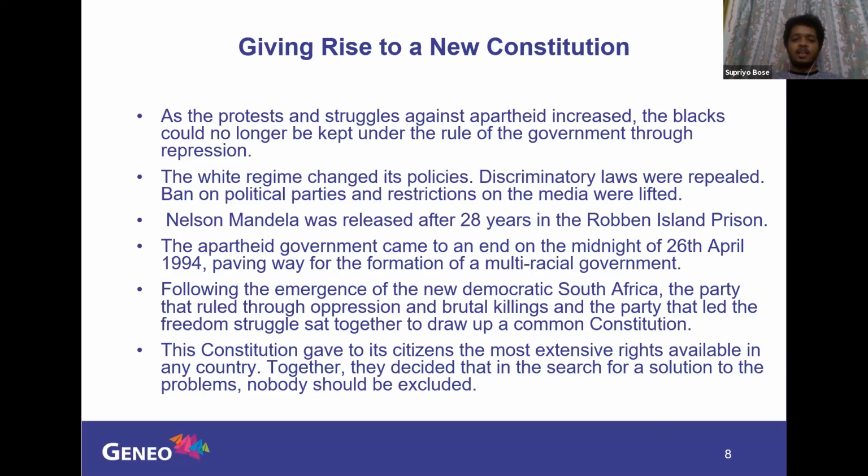Okay, the apartheid government came to an end on midnight 26th April 1994, paving the way to the formation of a multiracial government. पहले किस तरह की गवर्नमेंट थी स्टूडेंट्स?